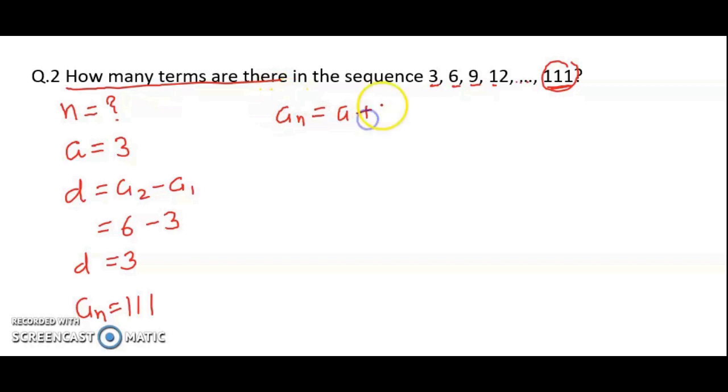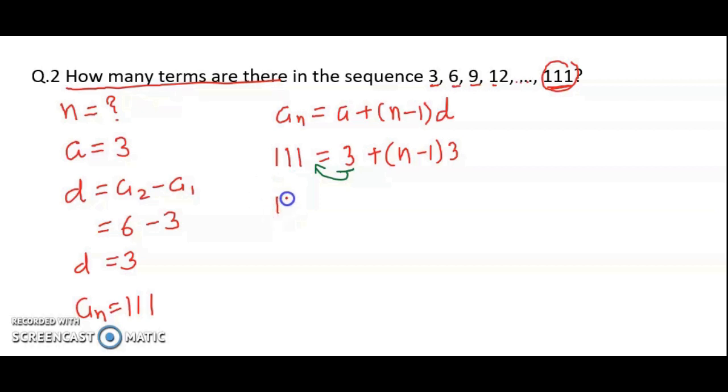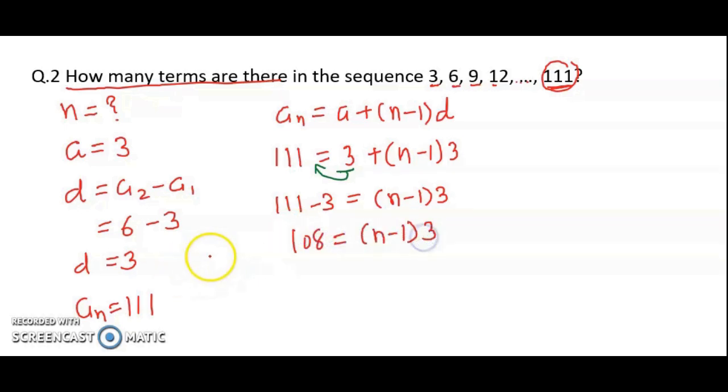an equal to a plus n minus 1 multiplied with d. So here an is 111 given. A is 3. We have to find the value of n. So n minus 1, keep it as it is, and d is 3. Now here this 3 will go into the left hand side. So this becomes 111 minus 3 is equal to n minus 1 multiplied with 3. So here 111 minus 3, that becomes 108, is equal to n minus 1 multiplied with 3.